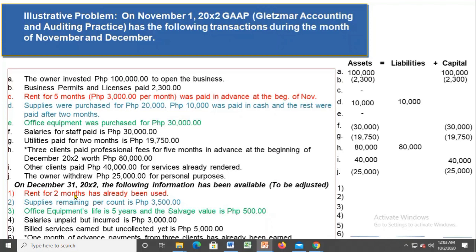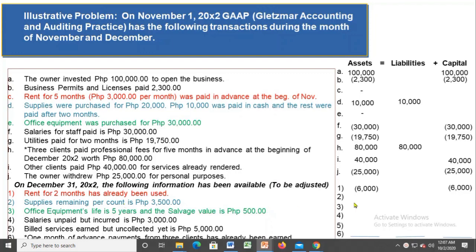So since the monthly rent on letter C is 3,000 per month, then you multiply it by 2 months, then we have 6,000. So you need to deduct your assets with 6,000, specifically the prepaid rent account, and then you're gonna deduct also the capital because they are already considered as expenses. While transaction number 2 is related to transaction D above. The supplies purchased was worth 20,000 according to here. However, in the transaction number 2, only 3,500 worth of supplies remained. So, we can conclude that the difference of 16,500 was already consumed.